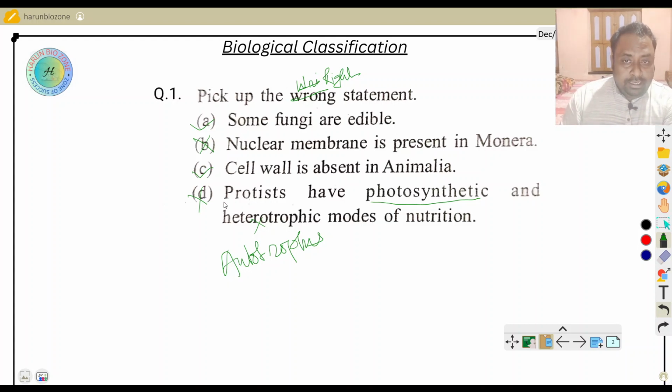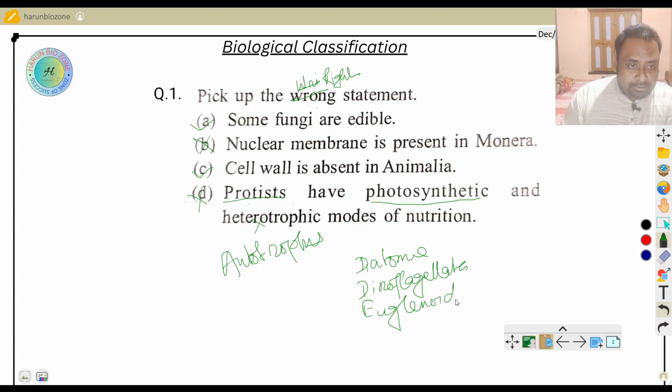In case of Protista, that means diatoms, that is Chrysophyta, Dinoflagellata, and number 3, Euglenoids. Euglenoids are plant-like Protista. These are photosynthetic autotrophs in nature. So this question is wrong. Here the right answer is A and C.